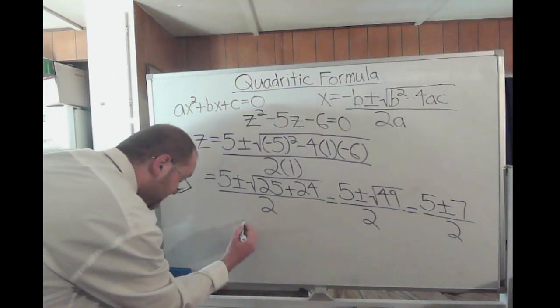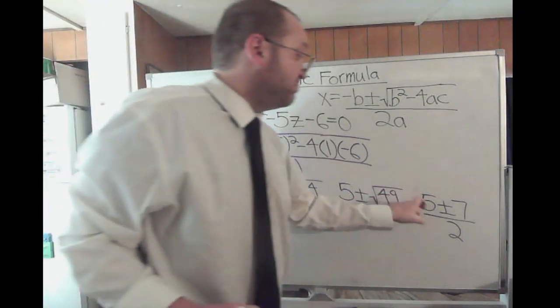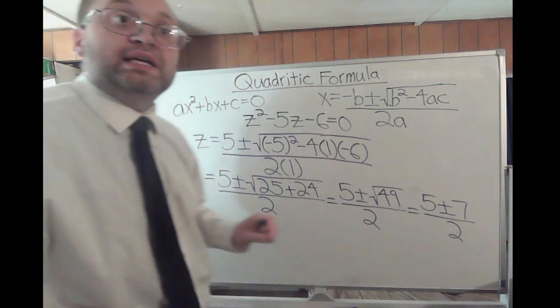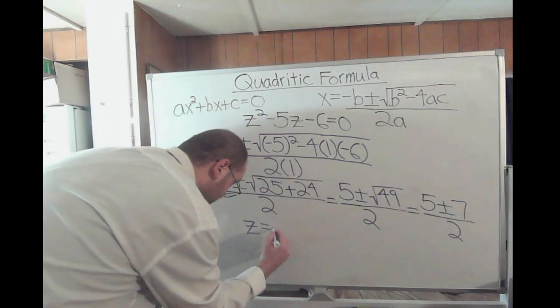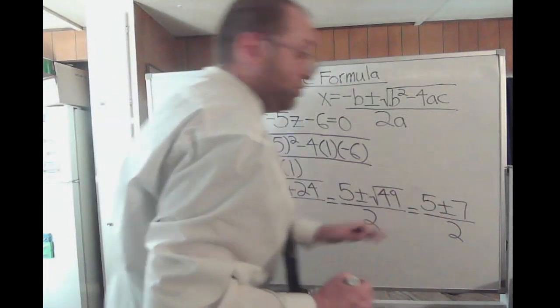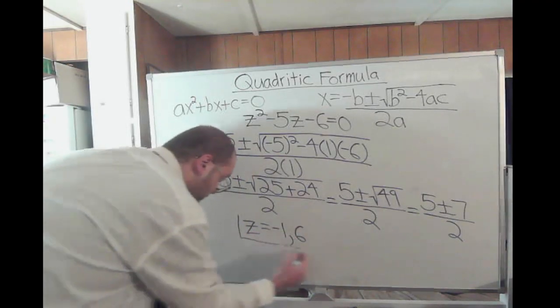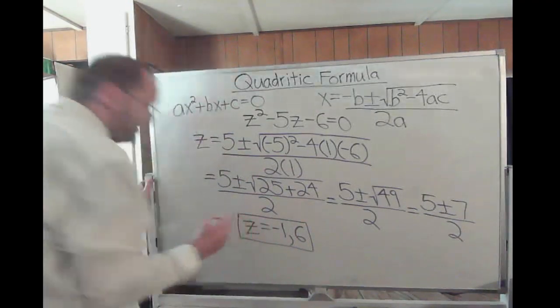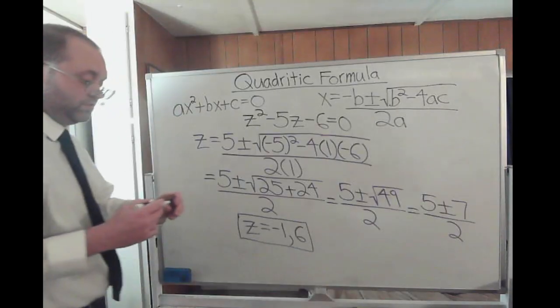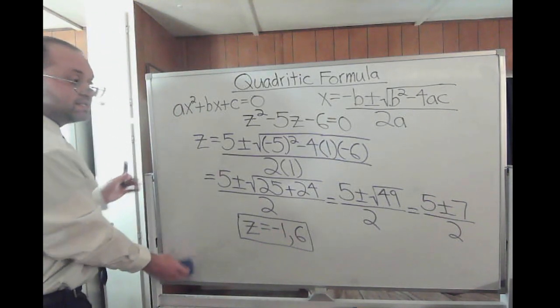Alright, so that means z is going to have 2 roots. Well, 5 minus 7 is going to be negative 2 divided by 2. That's negative 1. Then 5 plus 7 is 12 divided by 2. That's 6. So your roots for this, your answer rather, so the answers are also called the roots. Z is going to be equal to negative 1 and positive 6.